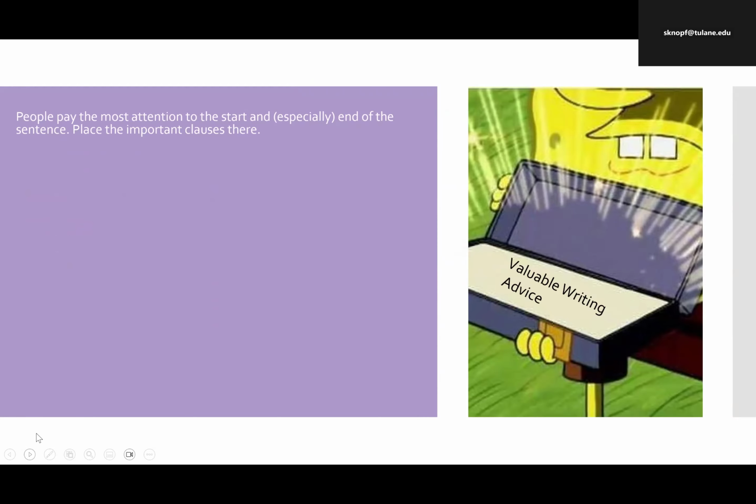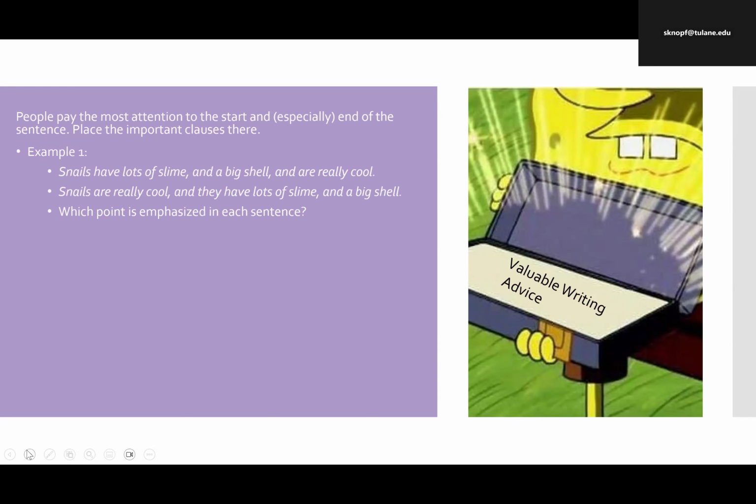Here's some more general writing advice. People pay the most attention to the start and especially the end of a sentence. Place the important clauses there. For example, these are going to look like they're emphasizing different things. If you say snails have a lot of slime and a big shell and are really cool, I kind of just focus on the slime and the cool, and maybe if I'm thinking, I'll remember the shell. Versus if I say snails are really cool and they have a lot of slime and a big shell, the shell part is going to be more emphasized.